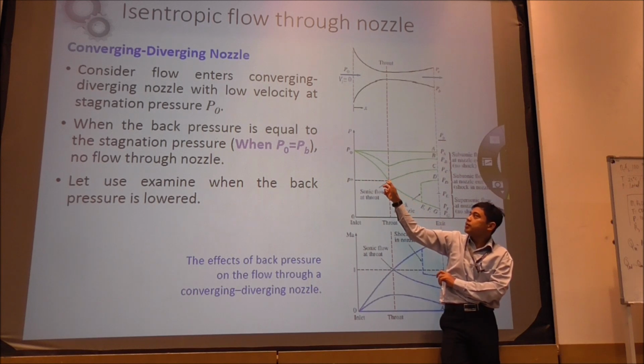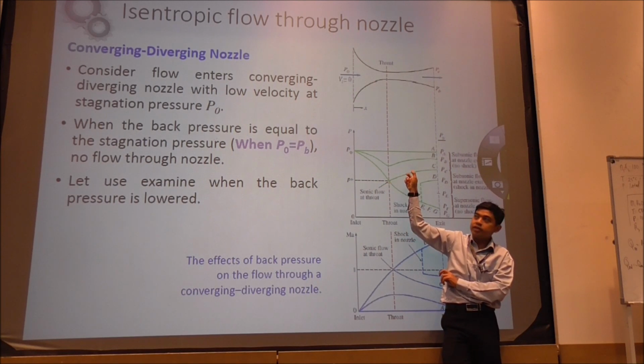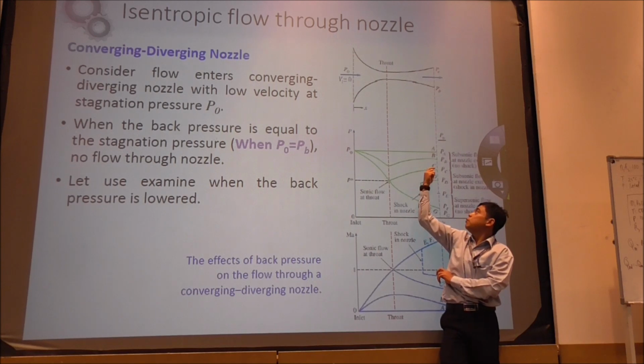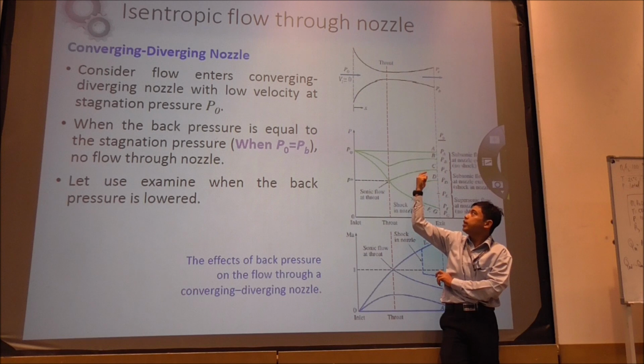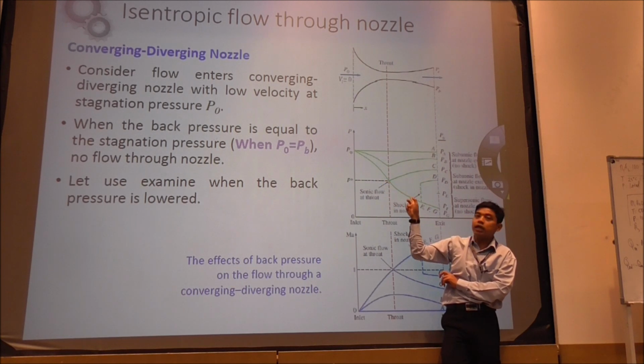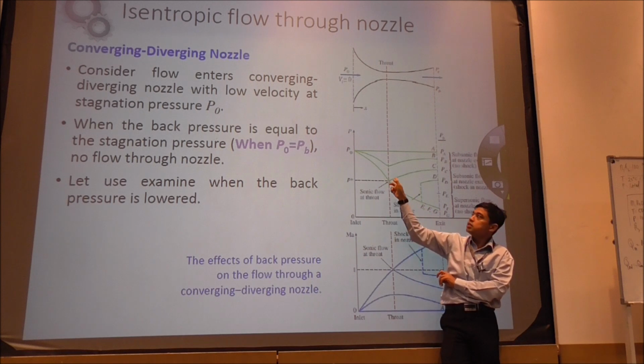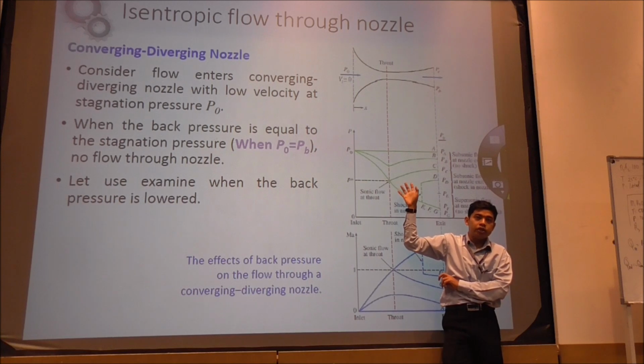When you have reached the critical condition but you cannot maintain it, it will behave like your subsonic flow. When the area increases, the velocity will decrease, and then the pressure will increase. Okay? If you push it further, you decrease the pressure further, then you will have a supersonic region. This is the supersonic region. This is where you have a supersonic flow in your diverging section.